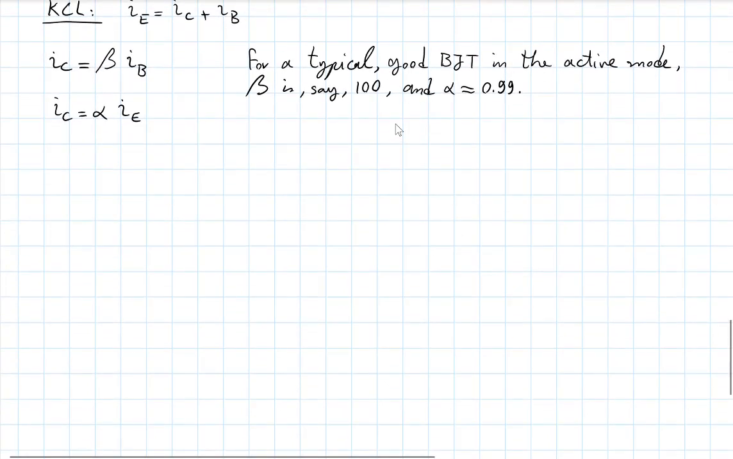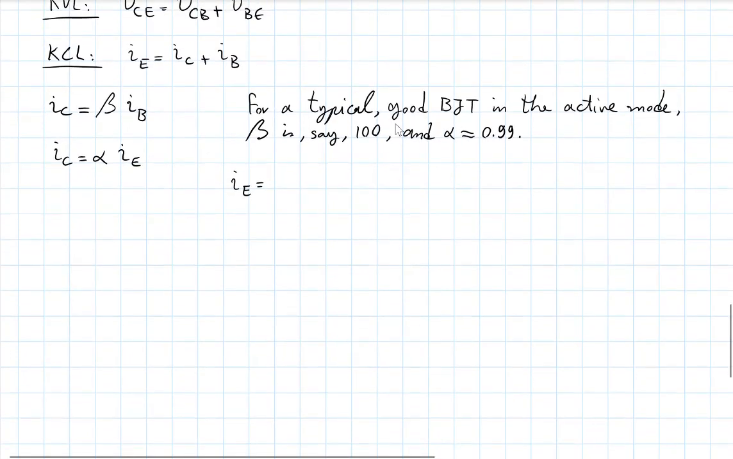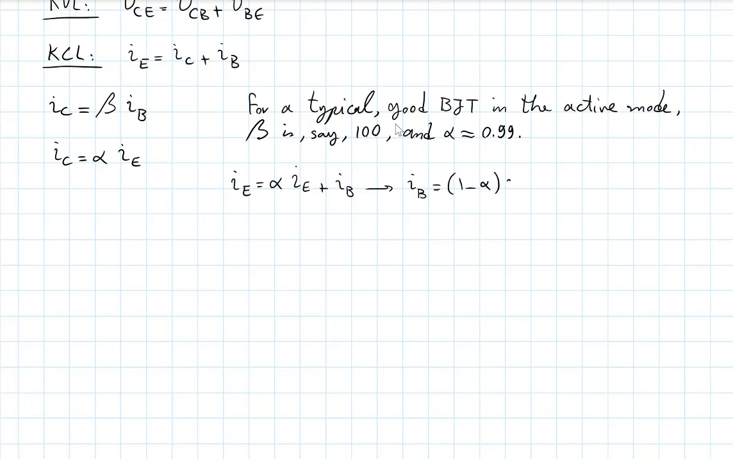So if you look at your KCL, you can look at it like this. IE is IC, which is alpha IE, plus IB. And you see equivalently that IB is 1 minus alpha times IE. So it's a very small fraction of IE and IC.